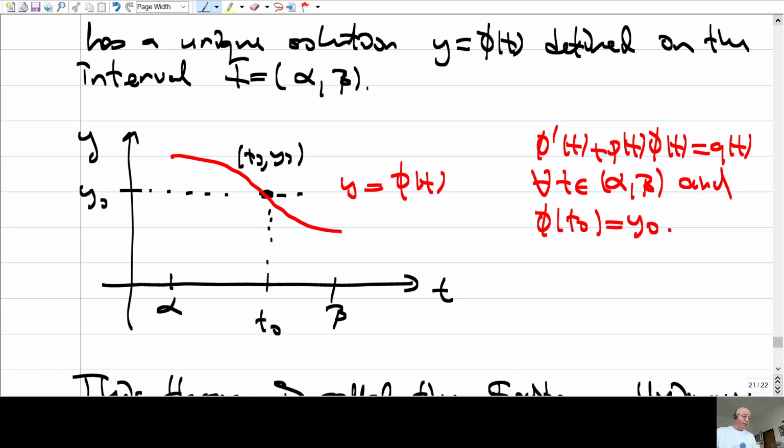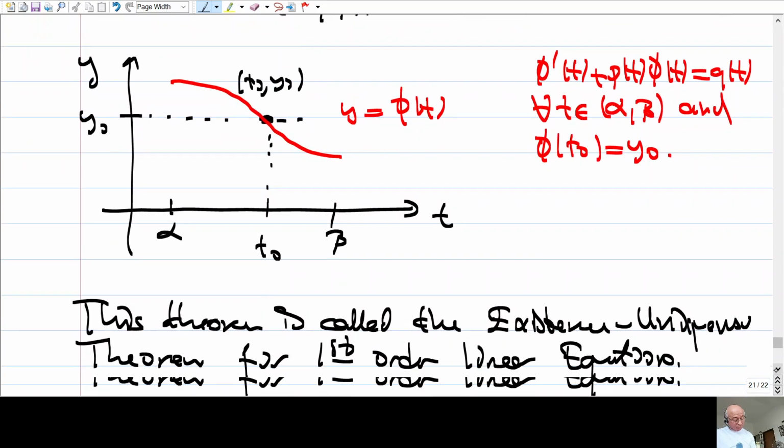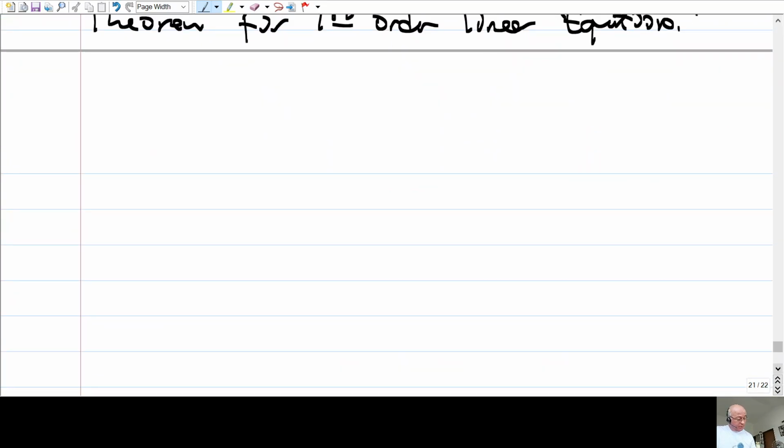Proving this theorem is easy. Actually, no, I shouldn't say that. The existence part is easy. We have done that. Given this differential equation, we solved this equation, right? We found an integrating factor, and using that integrating factor, we obtained the solution. But for the uniqueness, I didn't say anything, right? So let me write that thing down.